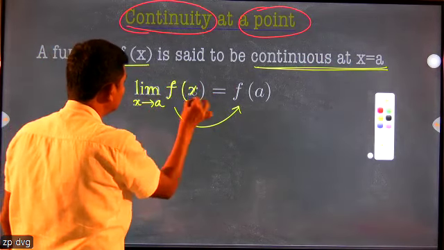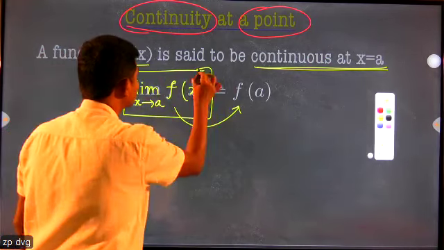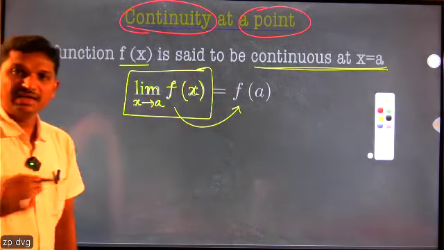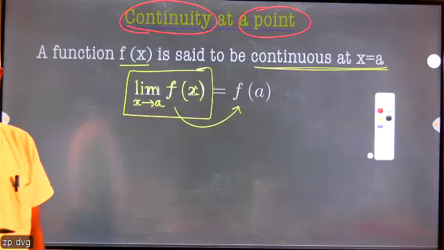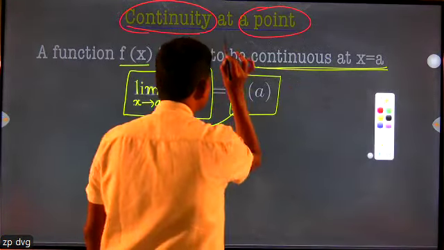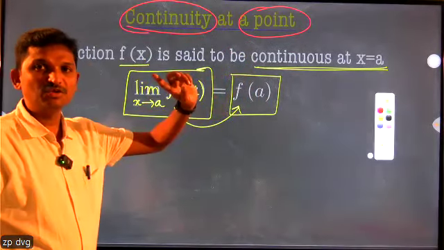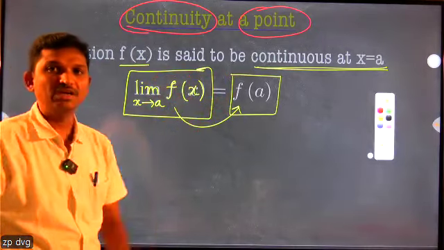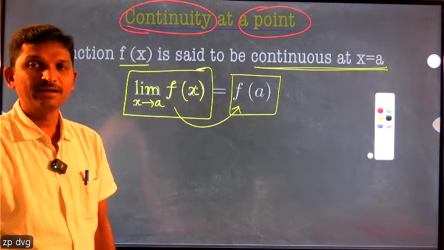Till now we discussed about limit concept only. This must exist, and this must be a finite number. It's not infinite. It must be a finite number. And f of a, this also must exist. First point, this must exist, and second point, this also must exist, and third point, these two must be equal. Then only we say that function is continuous at x equal to a, right?